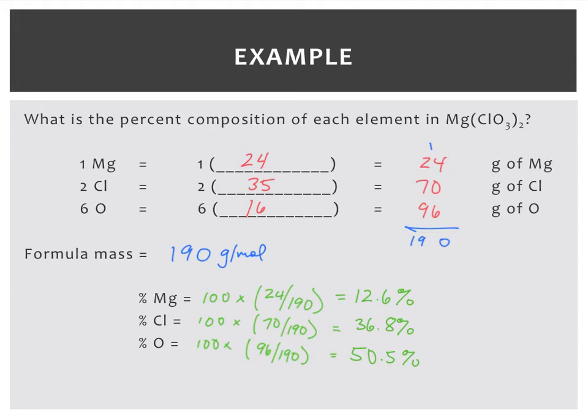Just to make sure you're getting the right numbers, I highly suggest you add these percentages up and see if they get close to 100. It may not come out perfectly, but if you happen to check, right here we have 99.9% as our total, so that checks out well. So that's our answer for each element.